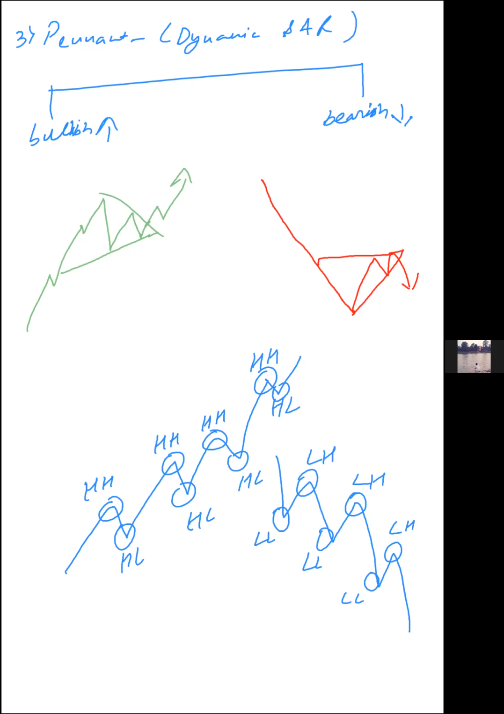Okay. So a PNAND is a series of, after an impulsive move, the consolidation is between a lower high and a higher low. There is a series of higher lows and lower highs. Okay, higher lows and lower highs. Here also, higher lows and lower highs. This is what a PNAND is comprised of.